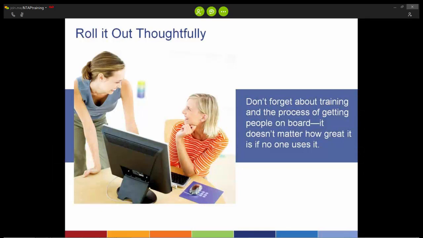Don't forget about the process of training and getting people on board. Hopefully you've already gotten people on board through the definition process. But make sure that they know not only that it's there, but what they can get from it, how to use it, and how it fits into their day-to-day job.